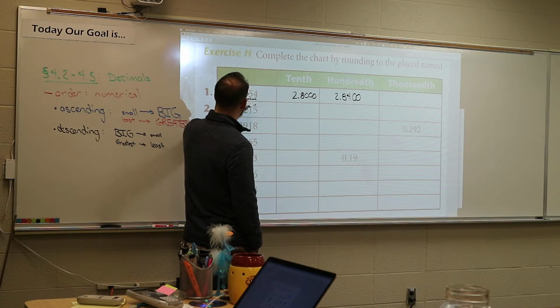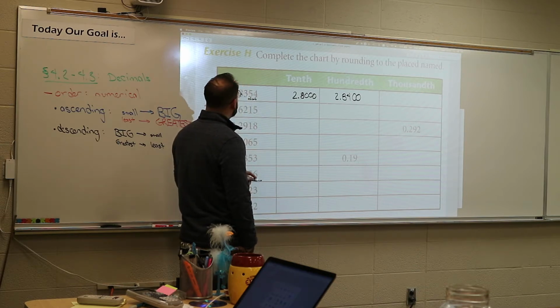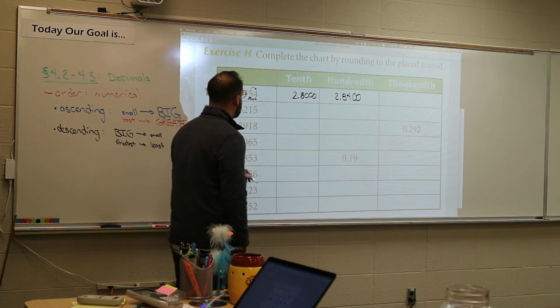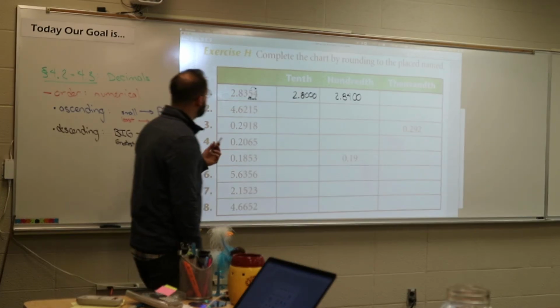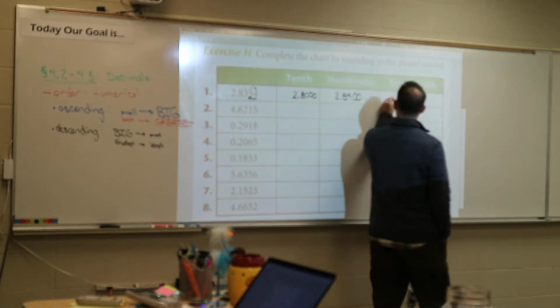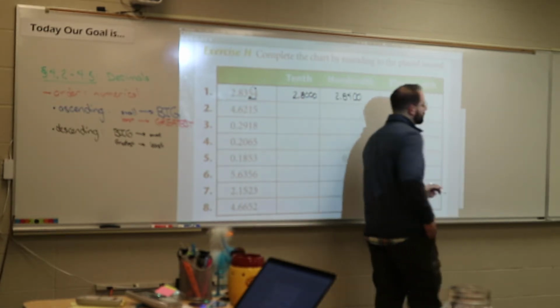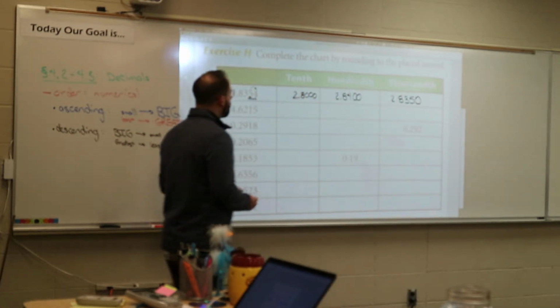So that would be the 5, right? So thousandths. What's the number behind it? Big or small? Small. Small, so that means the 5 will stay the same. So 2.835, and then you chop off all the rest of the numbers behind it. Okay, let's do the next one.